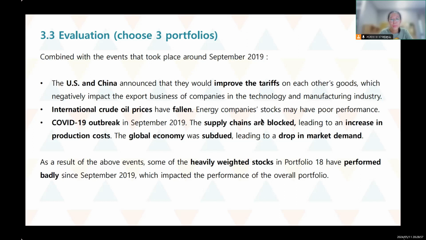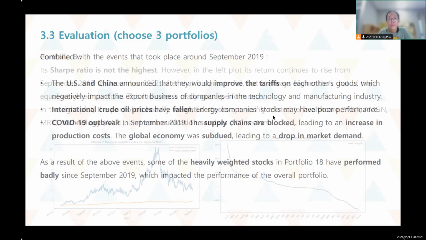COVID-19 outbreak in September 2019. The supply chains are blocked, leading to an increase in production costs. The global economy was subdued, leading to a drop in market demand. As a result of the above events, some of the heavily weighted stocks in Portfolio 18 have performed badly since September 2019, which impacts the performance of the overall portfolio.